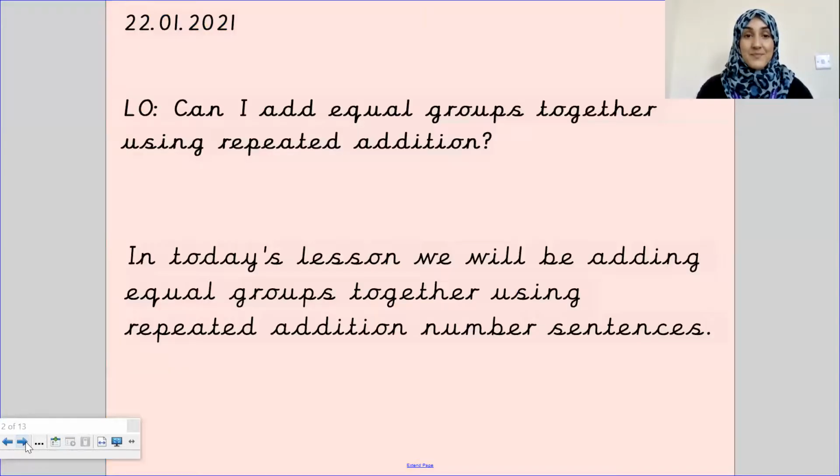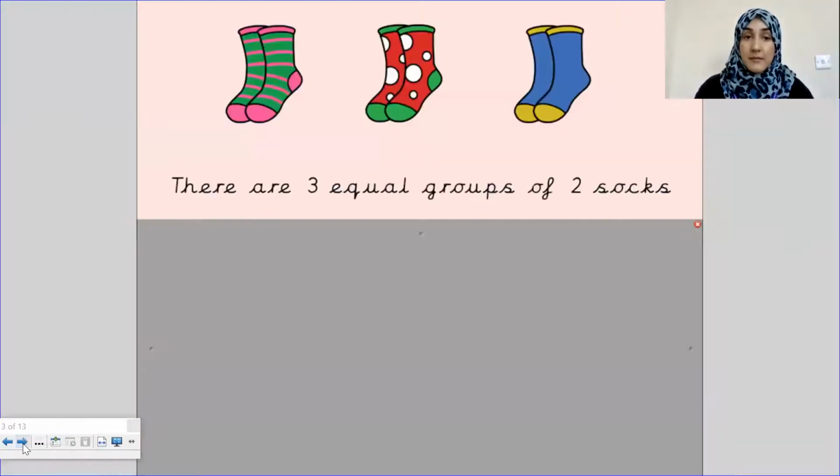Let's begin. Our learning objective for today's lesson is, can I add equal groups together using repeated addition? So we will be adding equal groups together, and we will be using repeated addition number sentences, just like we did yesterday.